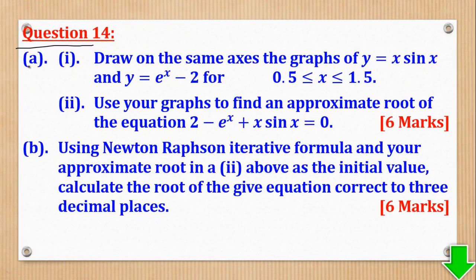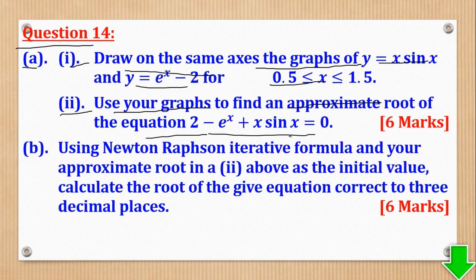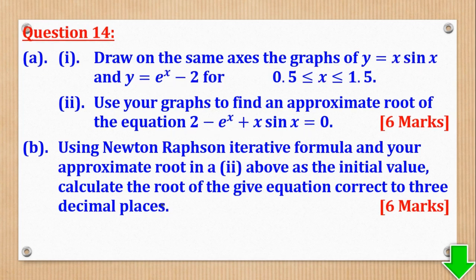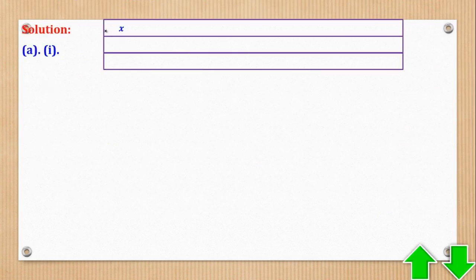Then question 14 says, part A, Roman 1, draw on the same axis the graphs of this and this for this range. And Roman 2, use your graphs to find an approximate root of the equation this. So here we shall first tabulate. So we shall need values of x, first function, second function. So for 0.5, this becomes that, and this becomes that.